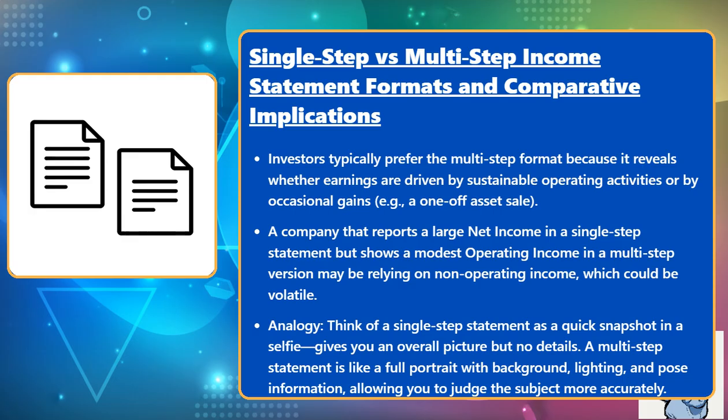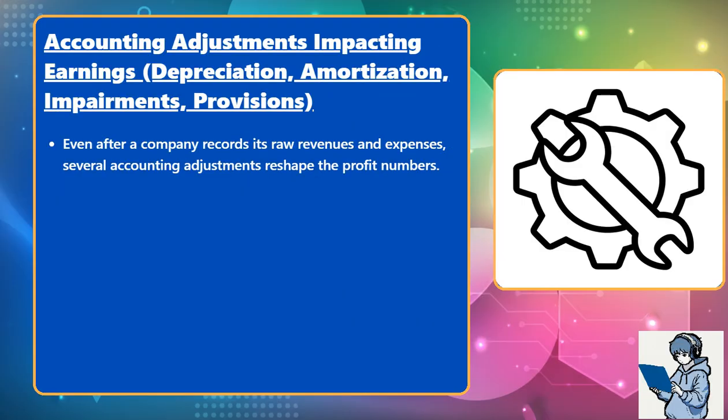Analogy: think of a single-step statement as a quick snapshot, like a selfie. It gives you an overall picture but no details. A multi-step statement is like a full portrait with background, lighting, and pose information, allowing you to judge the subject more accurately. Even after a company records its raw revenues and expenses, several accounting adjustments reshape the profit numbers.